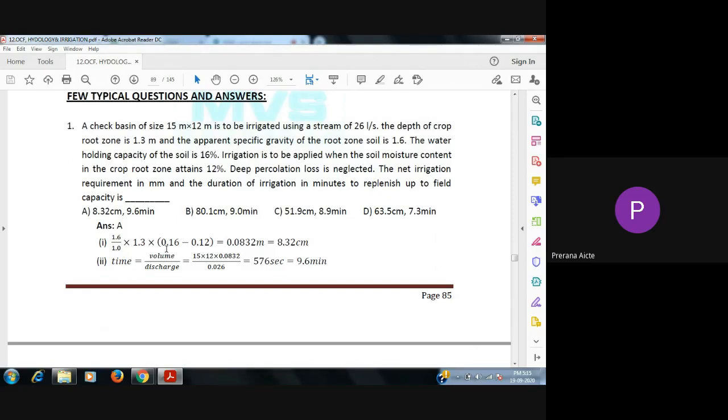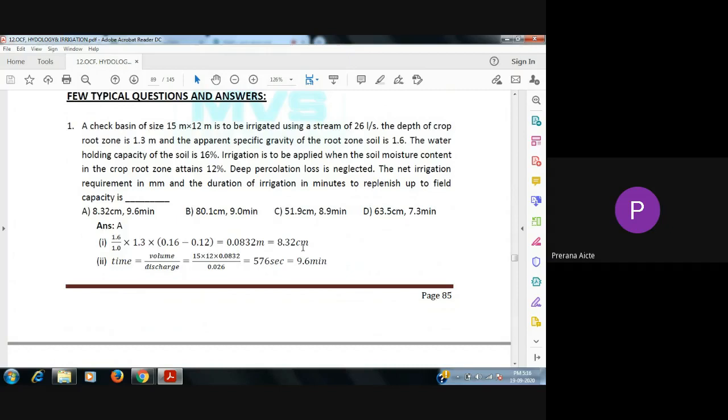The net irrigation requirement in millimeter and the duration of irrigation in minutes to replenish up to the field capacity is? See, actually, it's very simple. So 1.6 by 10, because the root zone soil is 1.6, right? Because of 1 into it, and 1.3 is the root zone depth. So it's a holding capacity, meaning field capacity minus permanent wilting point. So field capacity is 16%, 0.16. Permanent wilting point is 12%, 0.12.